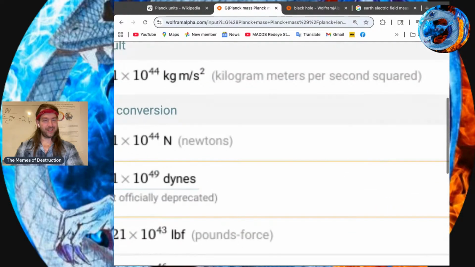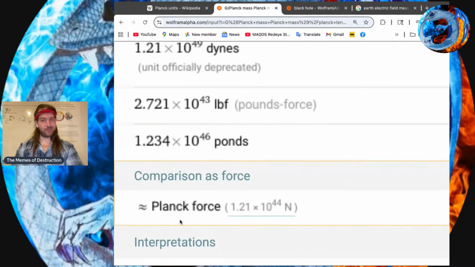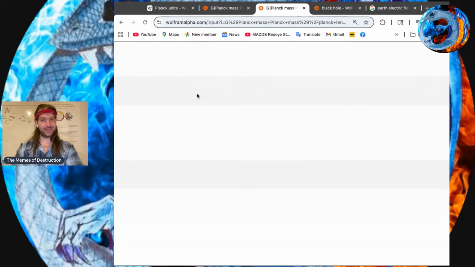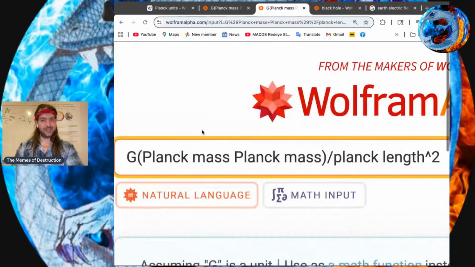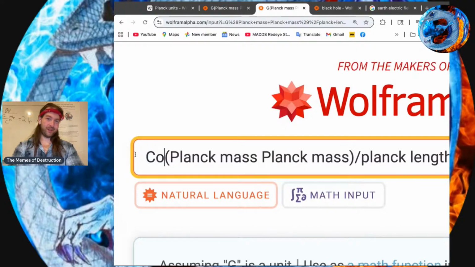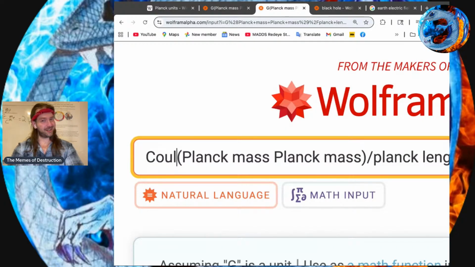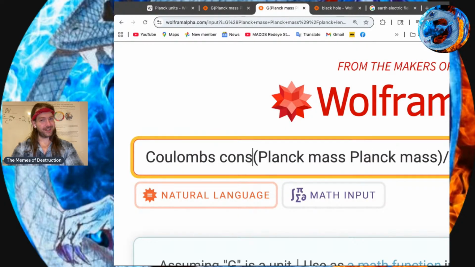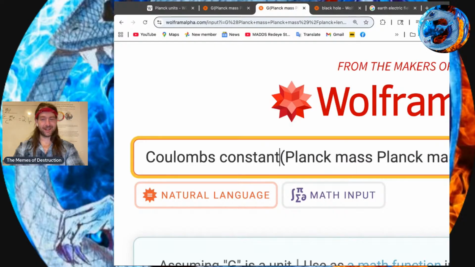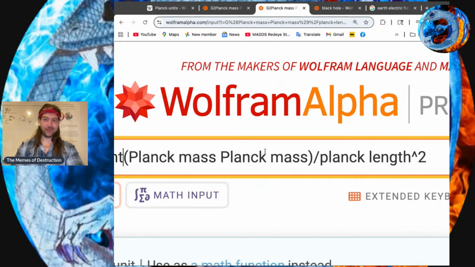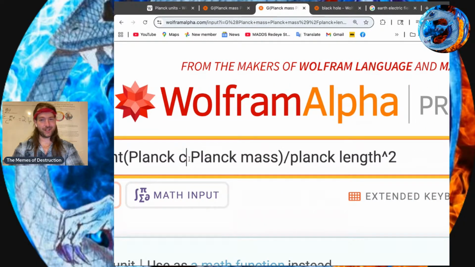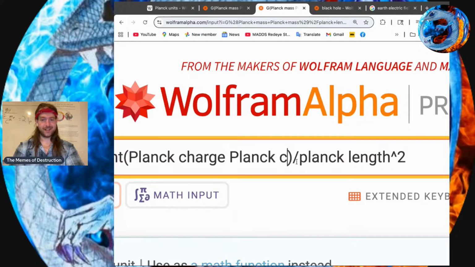Okay. So bada boom, bada big, it equals the Planck force. All right. So that was using mass. Instead of using mass, we used another constant of proportionality, Coulomb's constant. That's the thing for the proportionality of charge. So we do the exact same thing. We just put in charge.